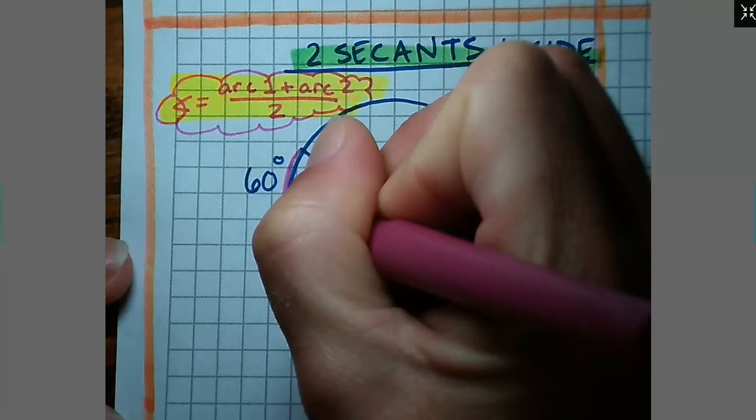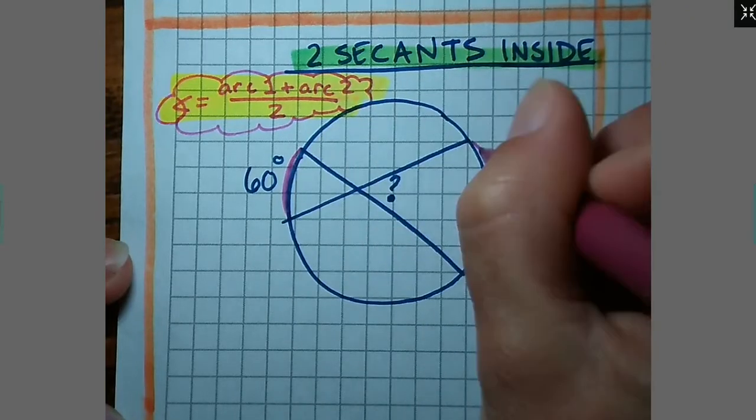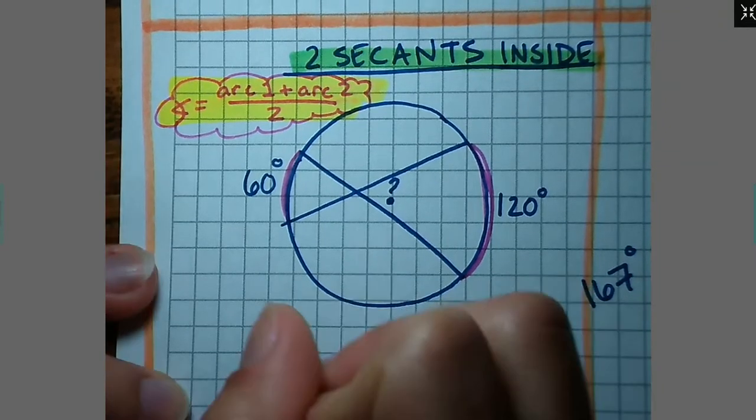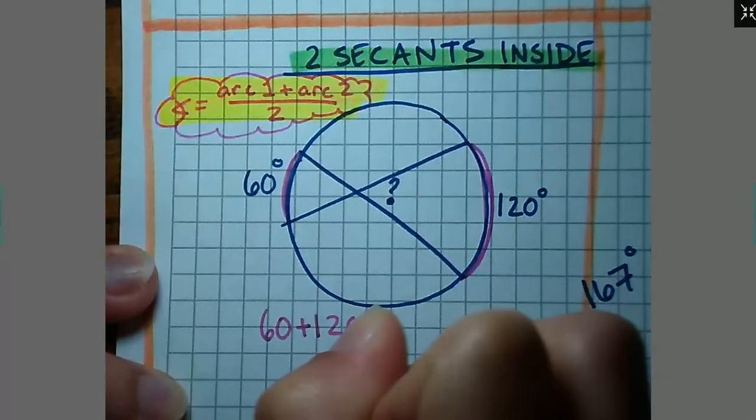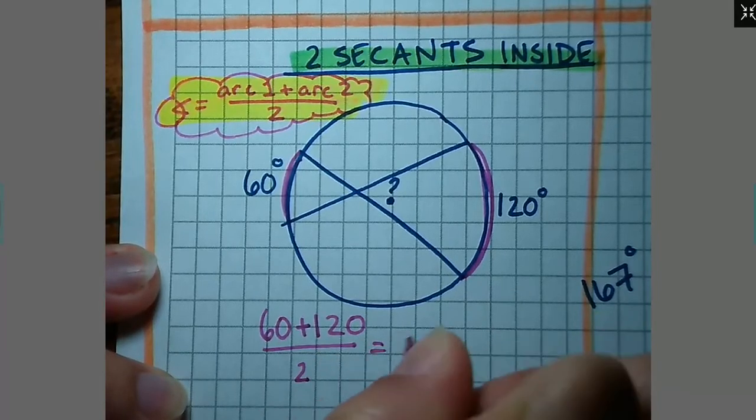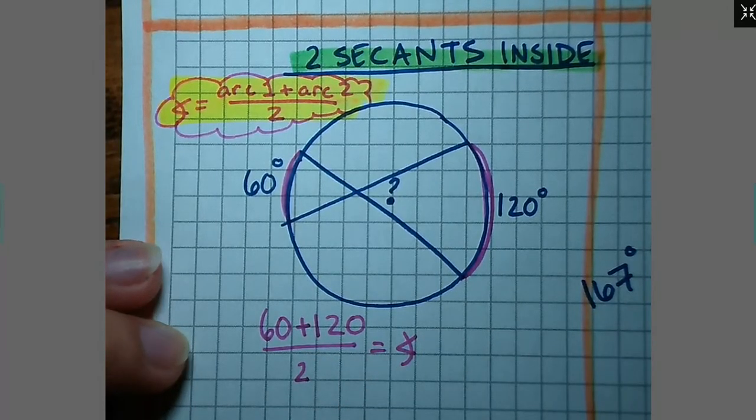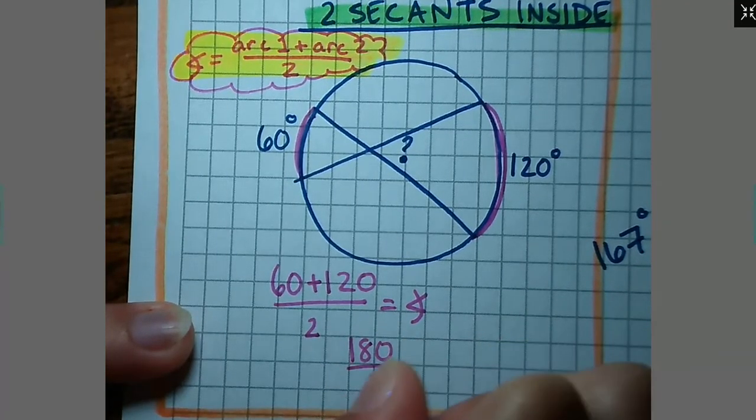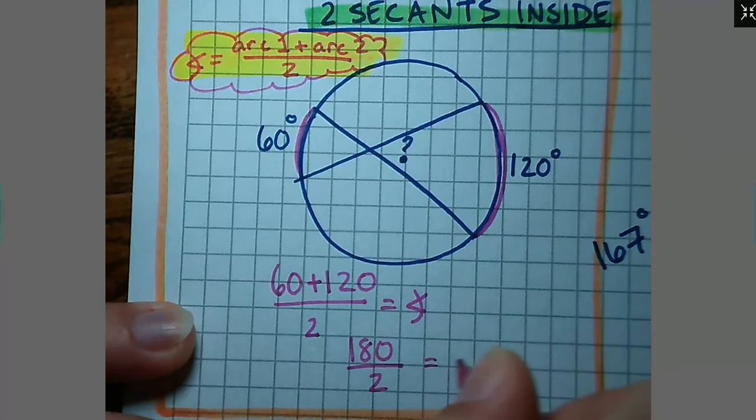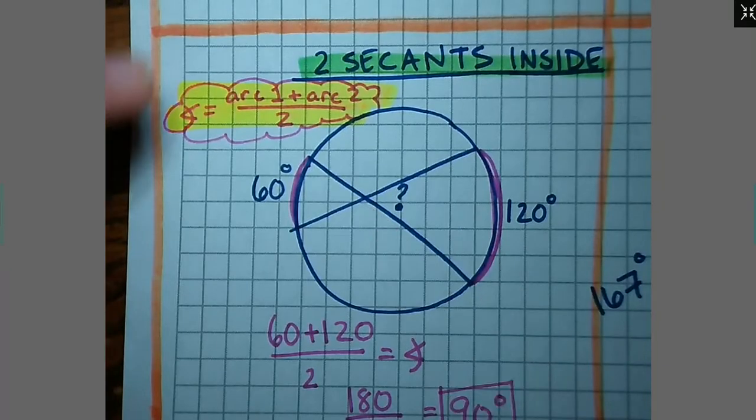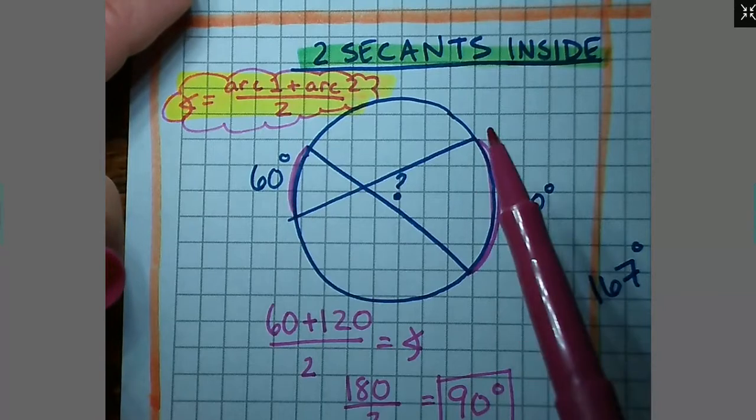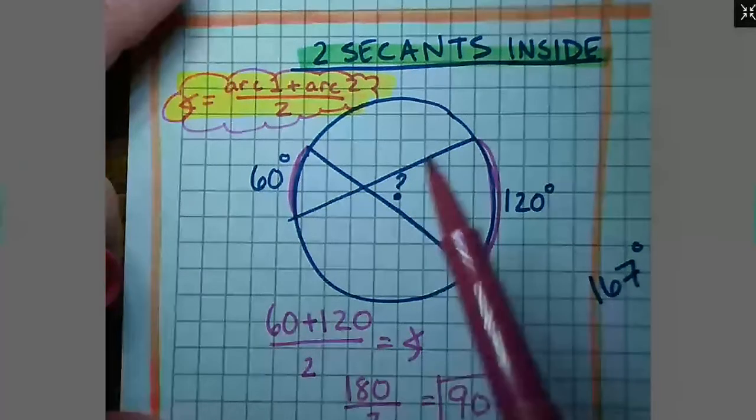So we're going to do arc 1 plus arc 2 divided by 2 equals the angle. So we're going to do 60 plus 120 divided by 2 equals the angle. 60 plus 120 is 180. So that means that our angle is equal to 90 degrees. So this angle in here is going to equal 90 degrees. Again, this formula is just arc 1 plus arc 2 divided by 2 equals the angle in the middle.